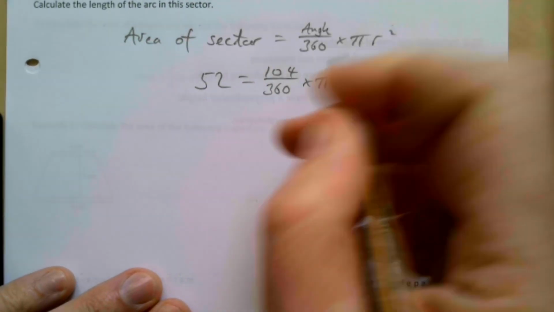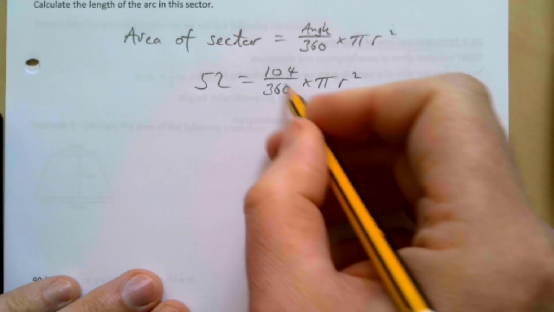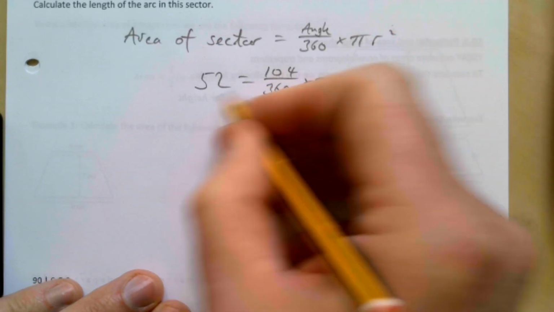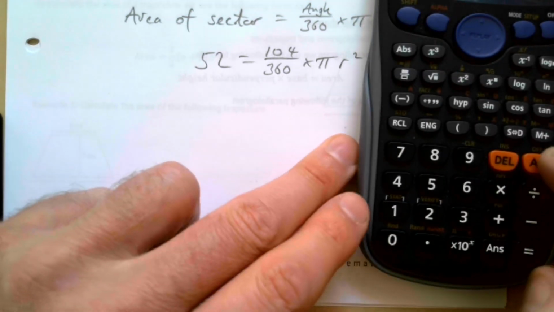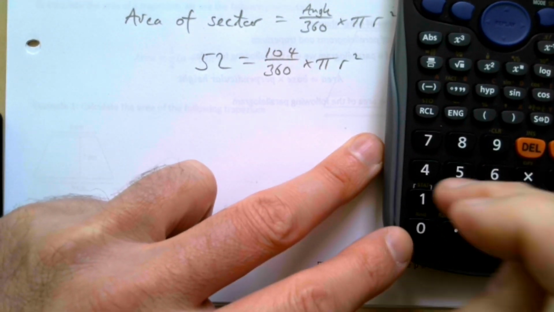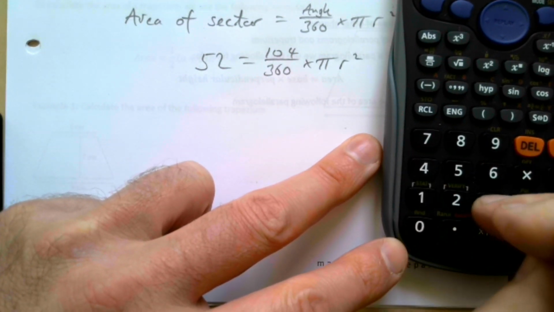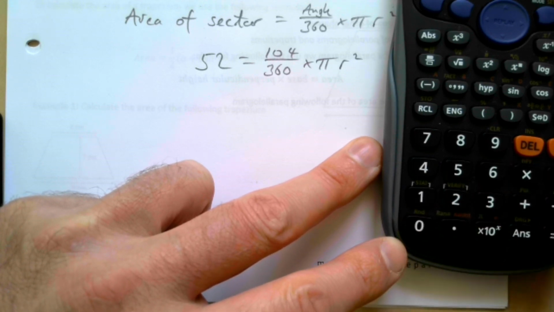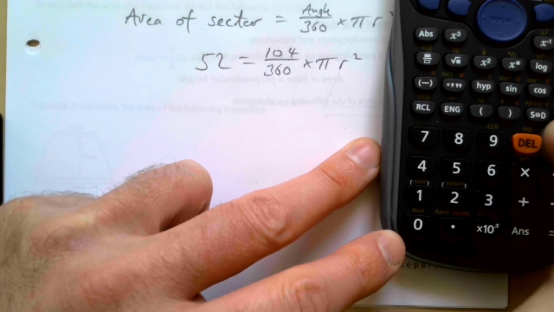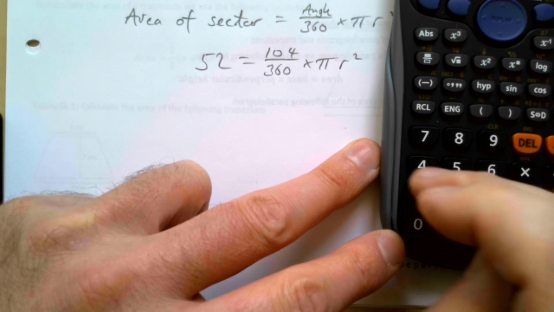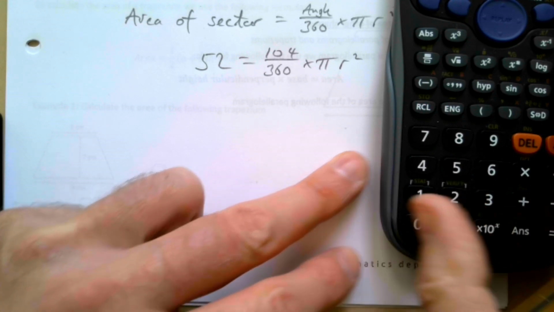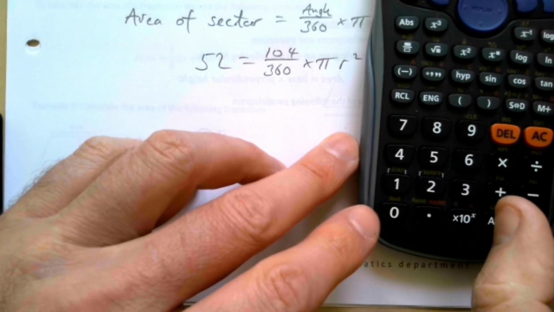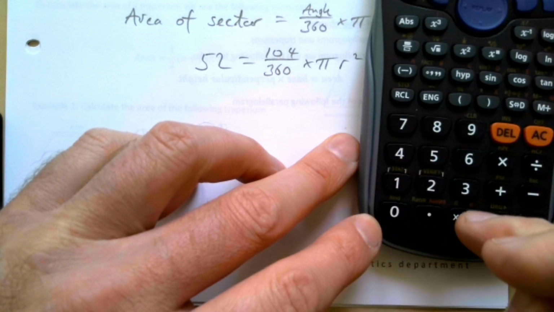Again, a load of different ways of doing this. We can find the pi r squared, then divide by pi. That would be fine, but let's just see. So if I go 104 divided by 360, that's 13 over 45, so we do 52. So that's going to be 180, so 180 then divided by pi.